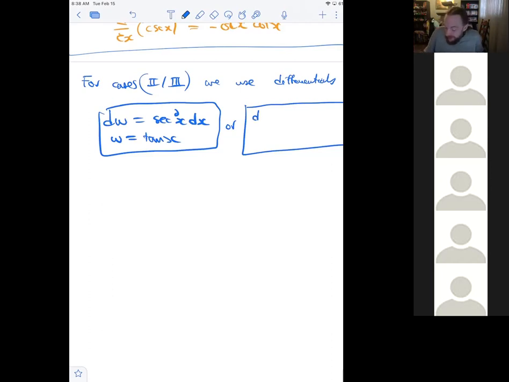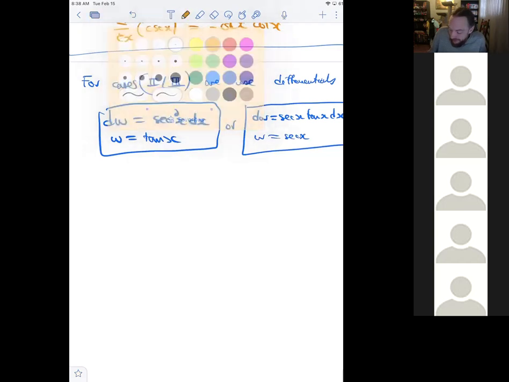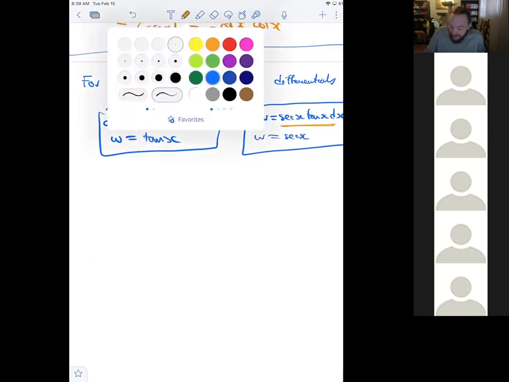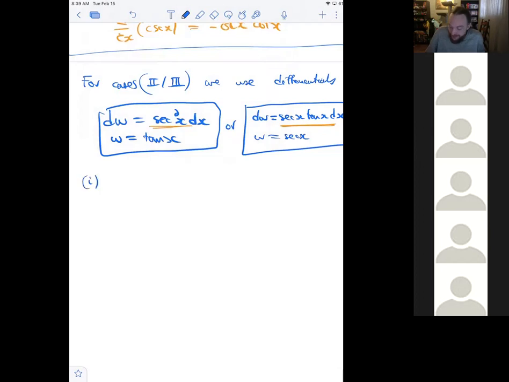So when we have dw equal to secant x tan x dx, we know that our w is going to be secant x. And this is what we have to steal. The differentials are essentially what we have to steal from one of the tans or secants. So we have four subcases. If tan is odd, this is good.